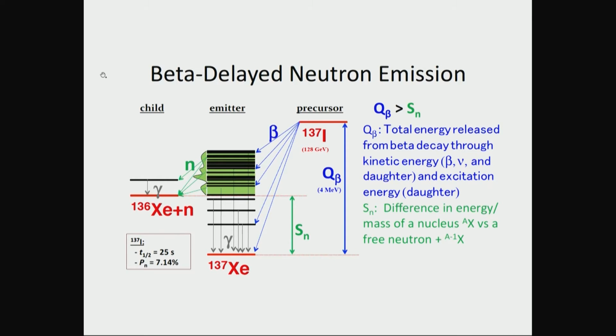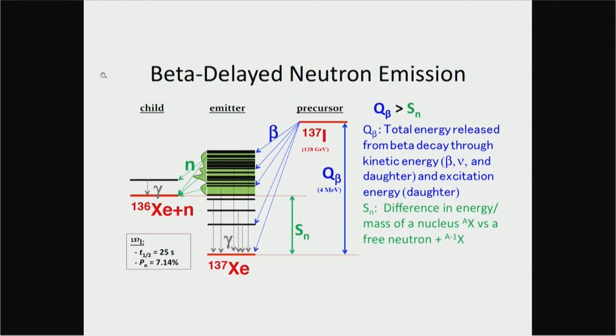Beta-delayed neutron emission is a special kind of beta decay, where we have so much energy released in our decay that we're above the neutron separation energy. For those unfamiliar with that term, the neutron separation energy is essentially if you were to take this daughter nucleus, xenon 137, and split it up into a free neutron and xenon 136, the difference in the mass between those equates to an energy that's known as the neutron separation energy.